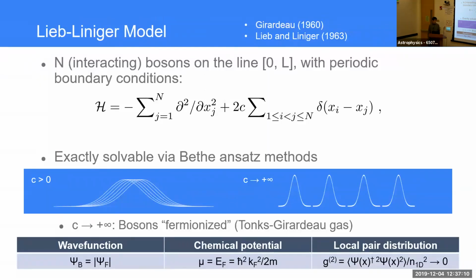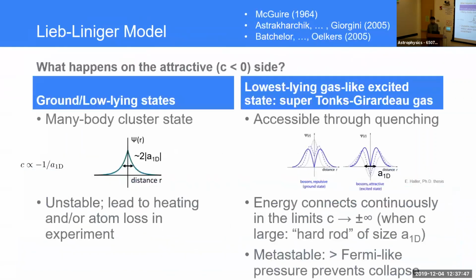So to be more precise, if we consider the many-body wave function, this strongly interacting boson looks exactly like that of a free fermion up to some proper symmetrization. If we consider the chemical potential, it is also exactly equal to the Fermi energy of our free fermion, defined in the usual way. And then this 1D strongly interacting Bose gas emulates fermion-like Pauli exclusion in real space, such that the local pair distribution, defined as shown here, vanishes at 0 distance. So that's the repulsive side of the business.